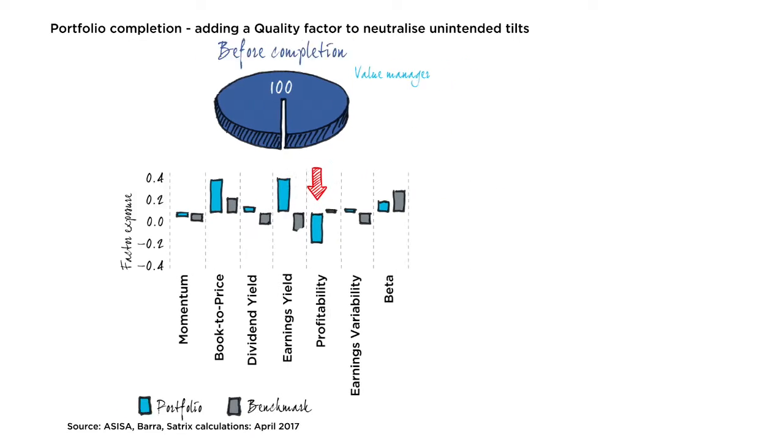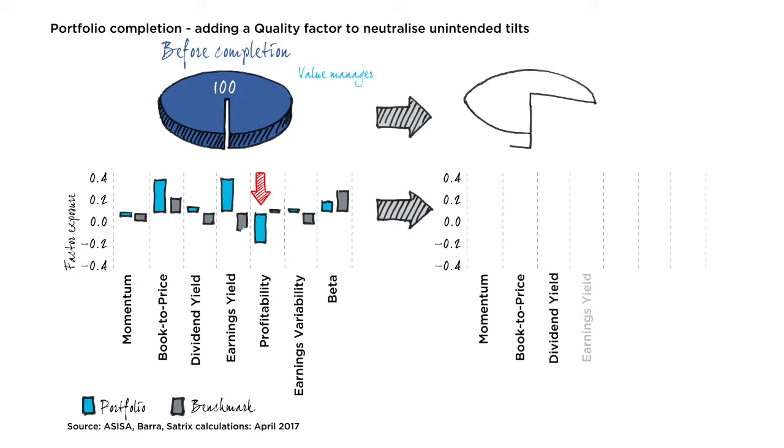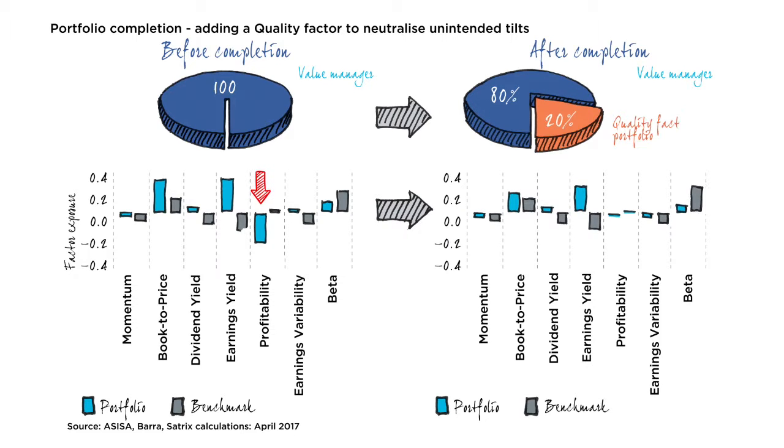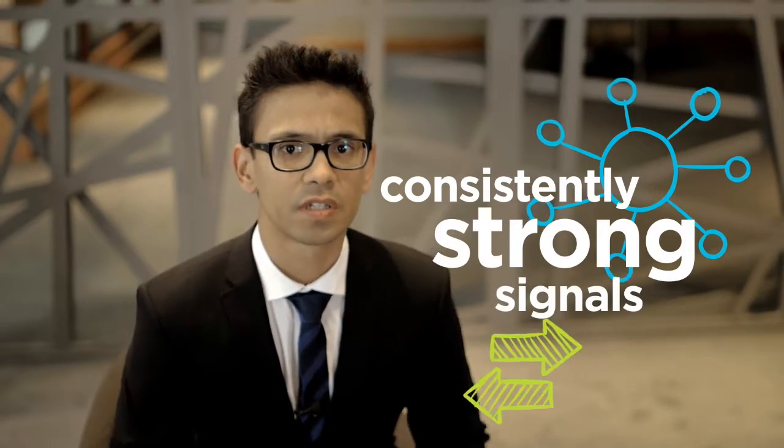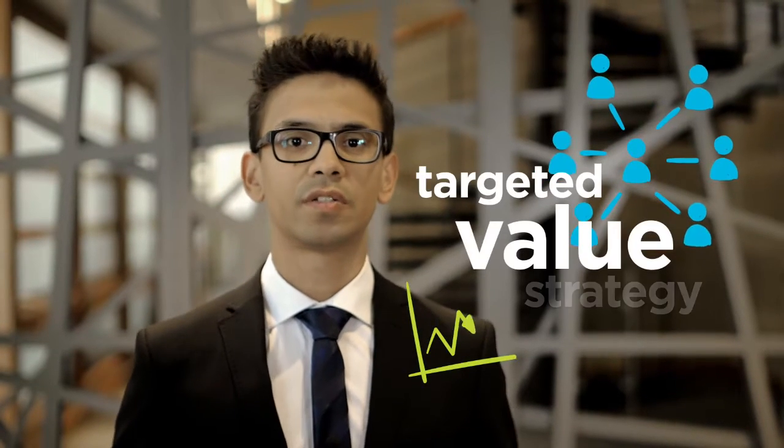As you can see from my example, when targeting a value strategy, an inadvertent but significant underexposure in profitability is realized. With profitability having proved to be one of the most consistently strong signals in South Africa, being meaningfully underexposed to it may compromise the premium of a targeted value strategy.